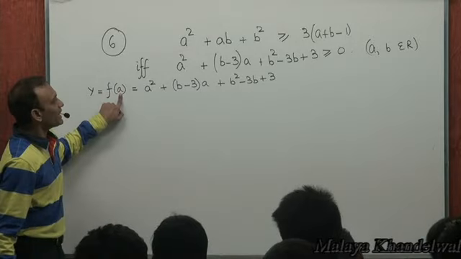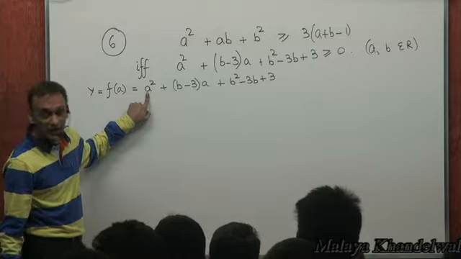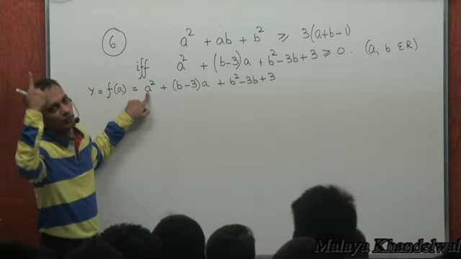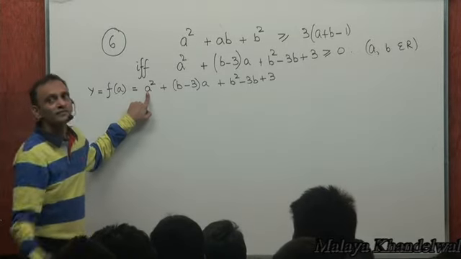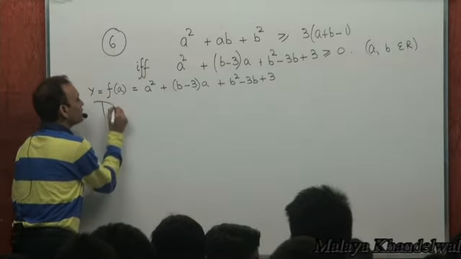First of all, y versus a is going to be an upward opening parabola. Why? Because the coefficient of a squared is positive, right? It's going to be an upward opening parabola, right? Now, for this parabola, examine the discriminant.